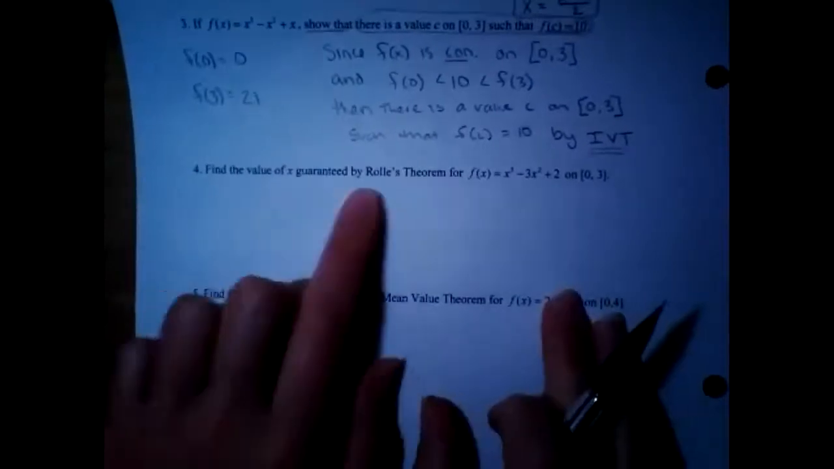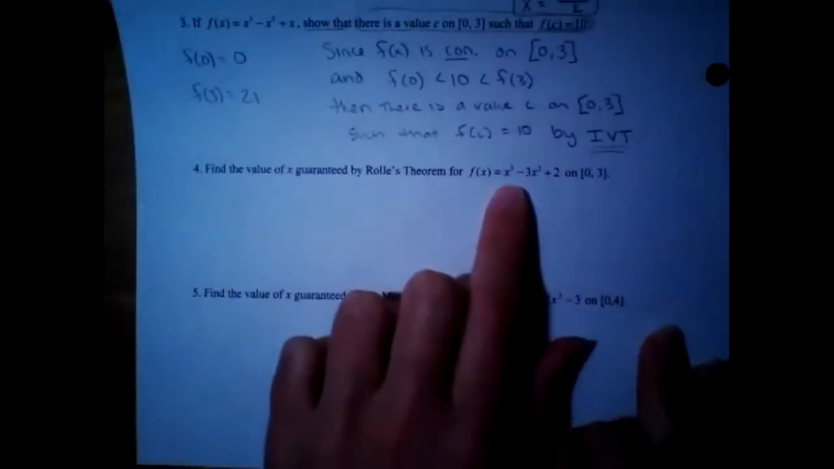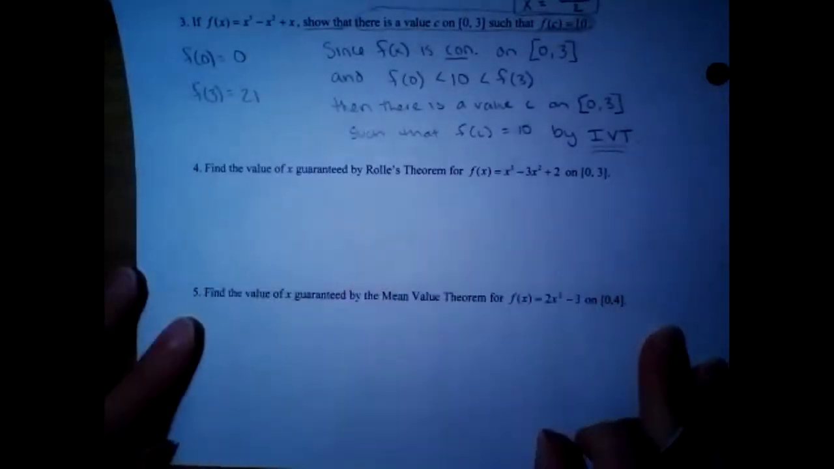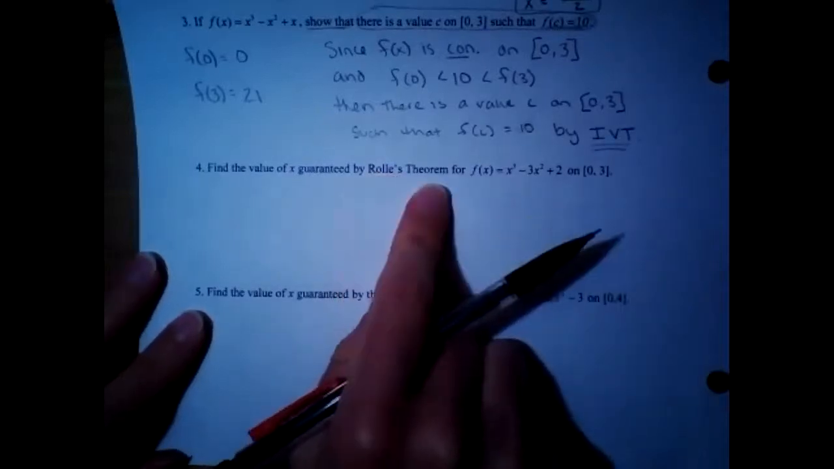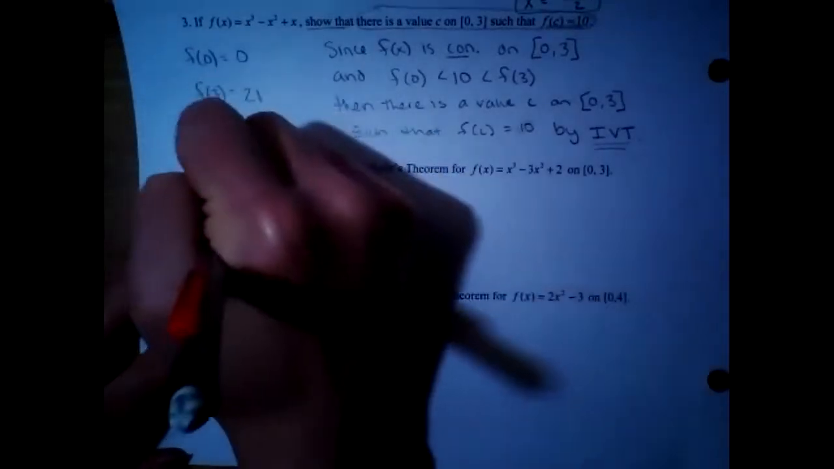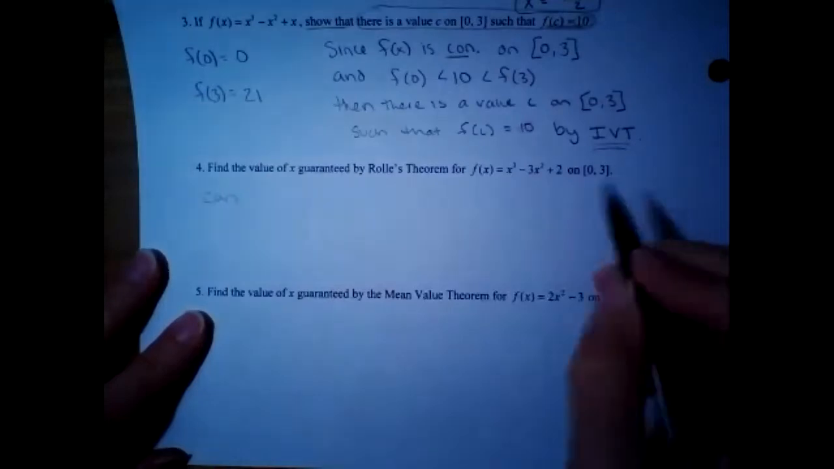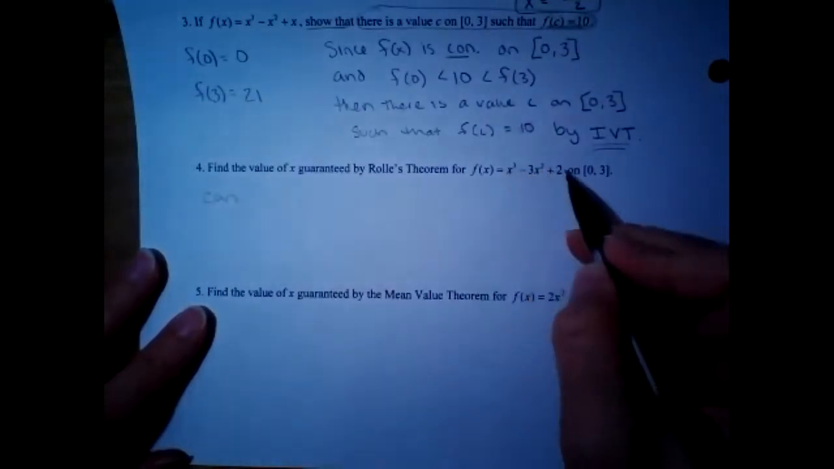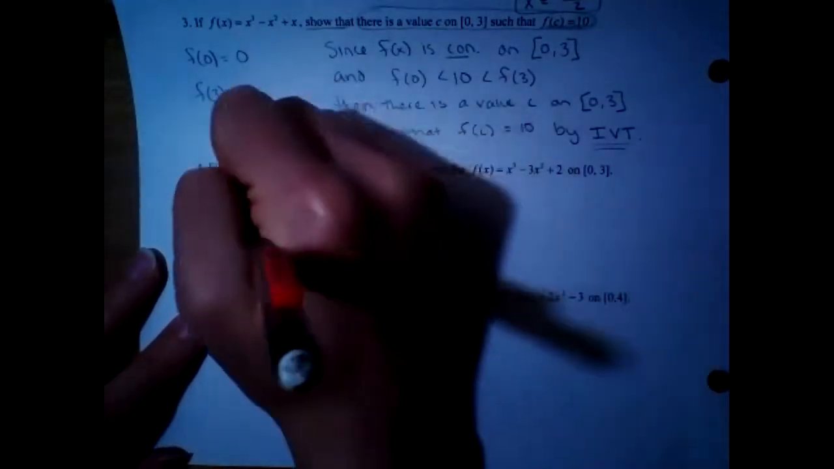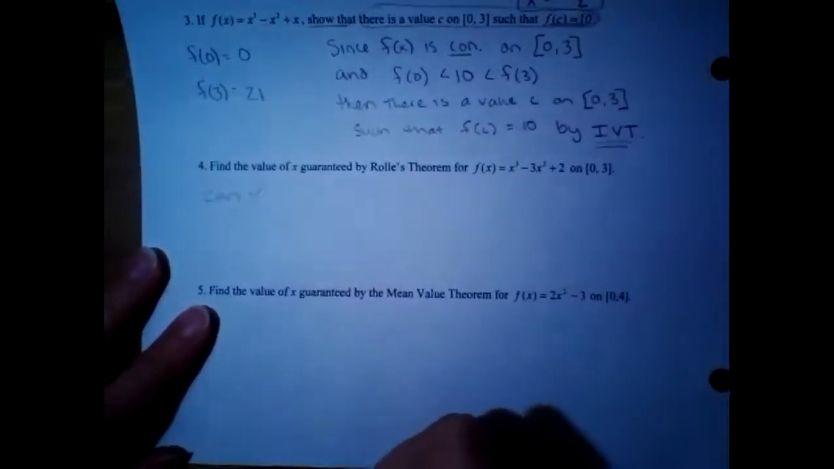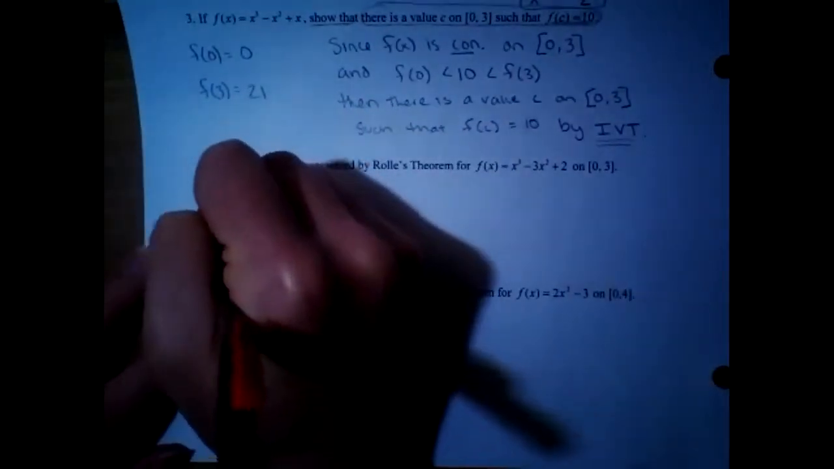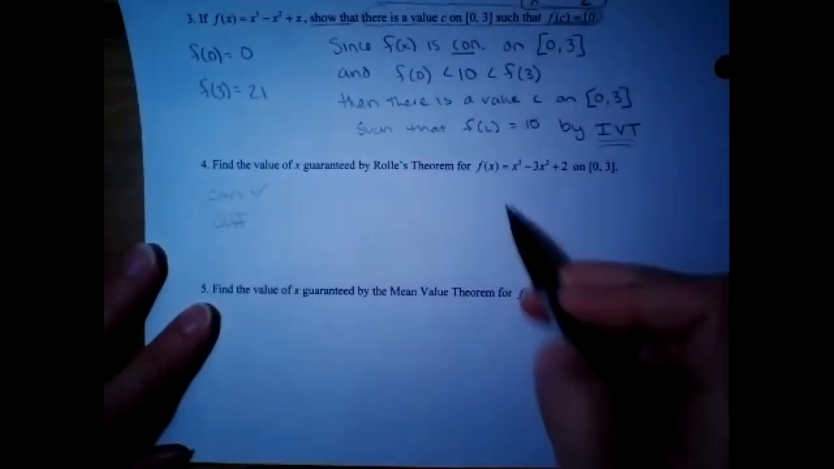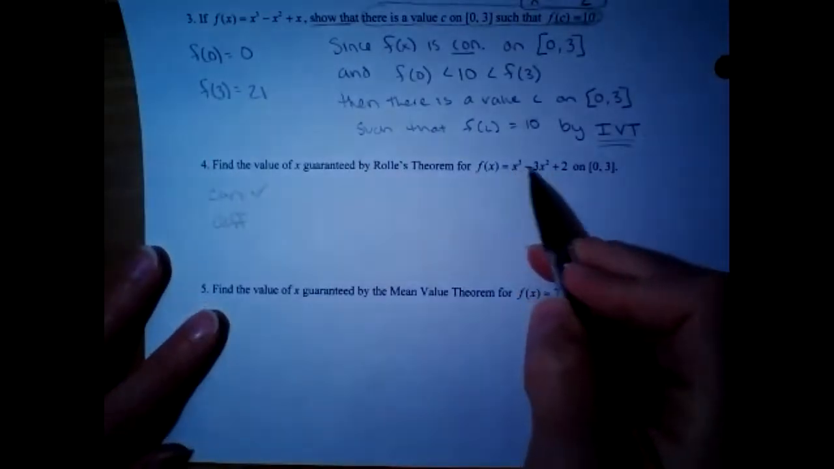All right, so number 4, find the value of x guaranteed by Rolle's theorem for this function on 0 to 3. All right, so there are 3 conditions that have to be met. So is the function continuous? And this is polynomial, it's a cubic function, so yes. And it has to be differentiable, which again, all polynomials are nice smooth curves, so yes.